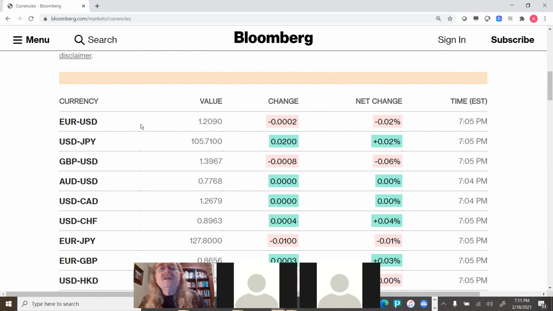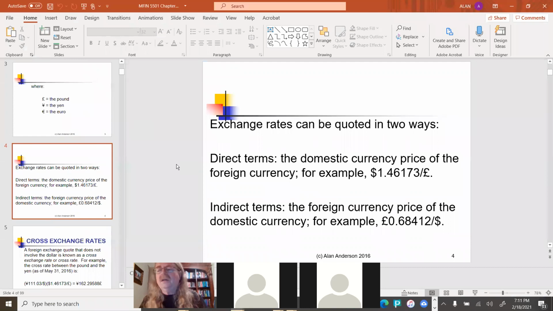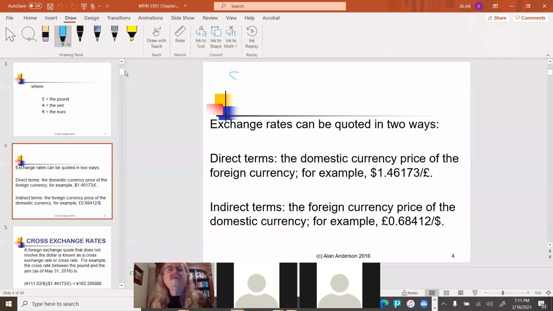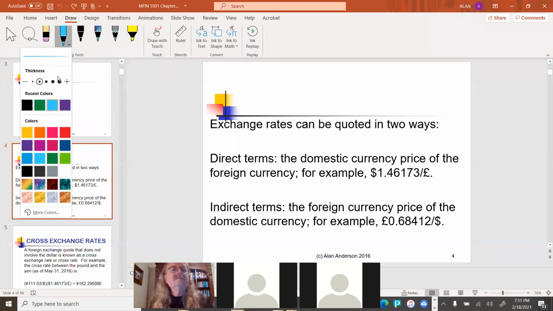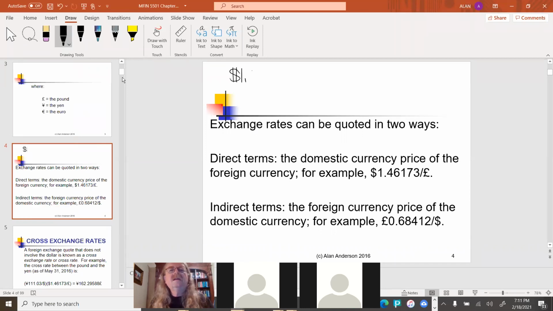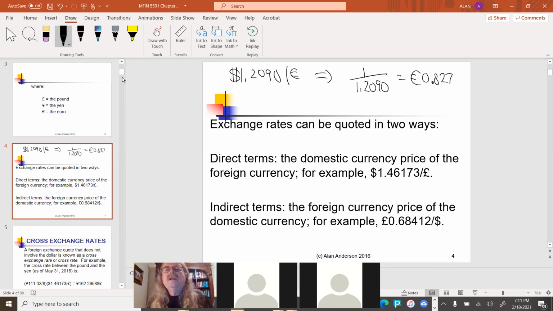They could have just as easily written it the other way around. Okay, so in other words, let's see what that would have worked out to be. $1.2090 per euro implies 1 over 1.2090, or it turns out to be 0.827 euros per dollar. Okay, and one is simply the inverse of the other.